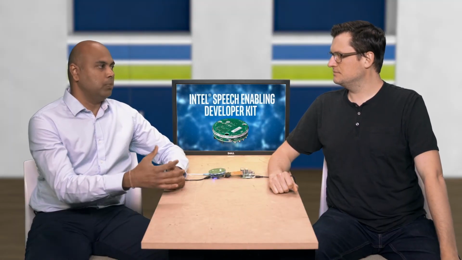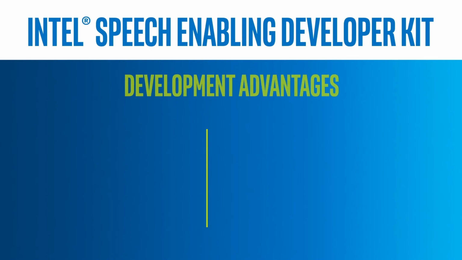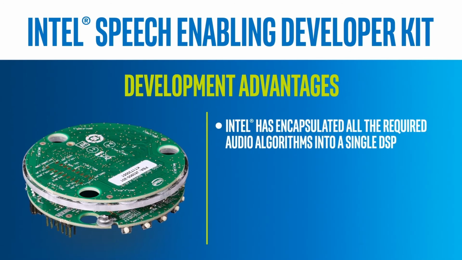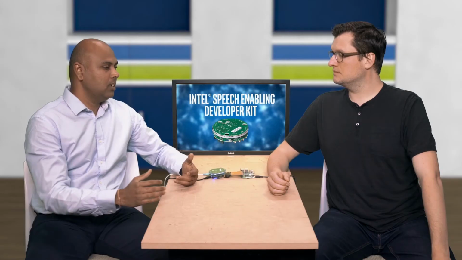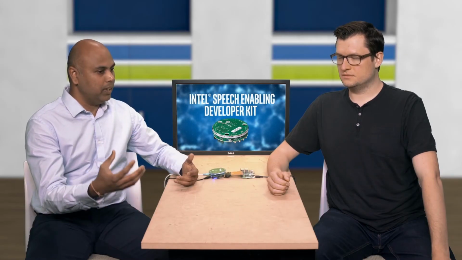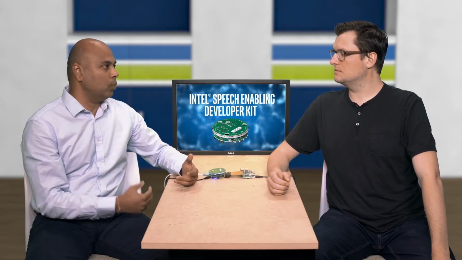In my mind, there are two main advantages for using our developer kit to build products. The first one is that we have encapsulated all the far-field audio algorithms into a single DSP, because building a premium class audio solution by yourself without any help is very hard. The second thing is that the keyword spotter is running on the DSP as well. That frees up the host processor to do other applications. So a product developer can implement a low-power, always listening solution quite easily.